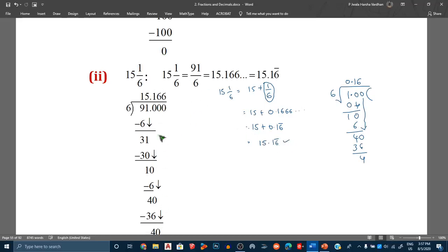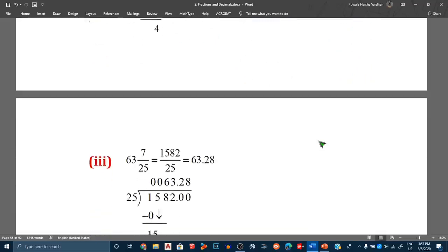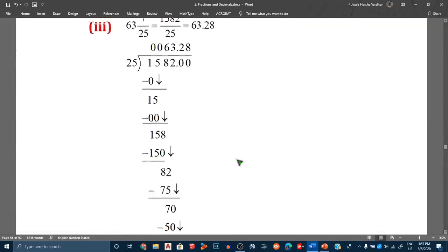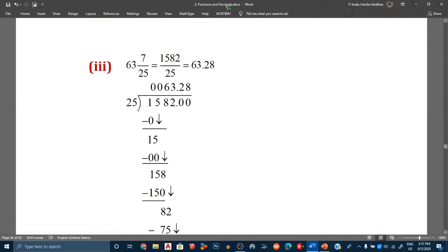Without doing this big division, you can do simply like this also. Okay, this is one more method. Next, this also I did in a big manner, so you can do this. Just convert this 63 7 by 25 as 63 plus 7 by 25, and now you divide only 7 by 25, taking it and adding some more zeros here.